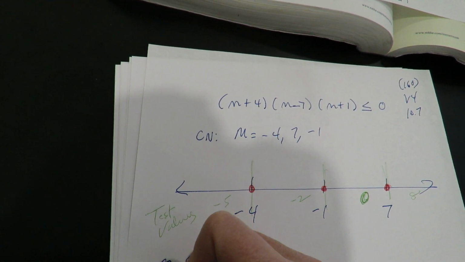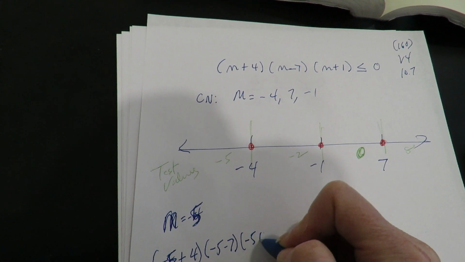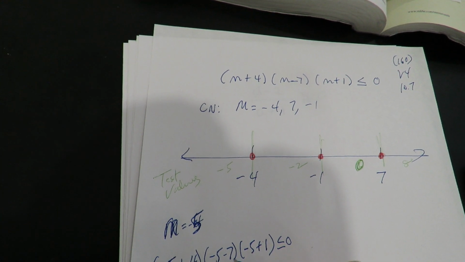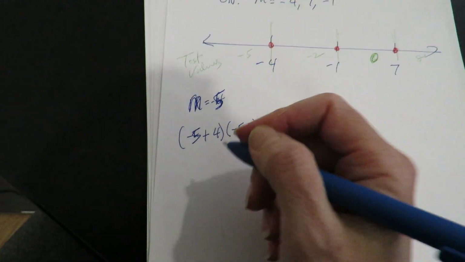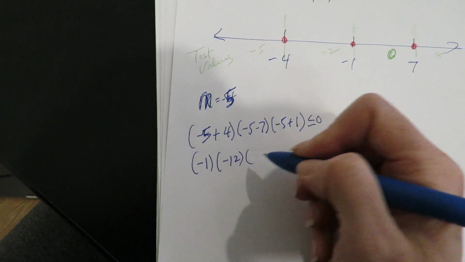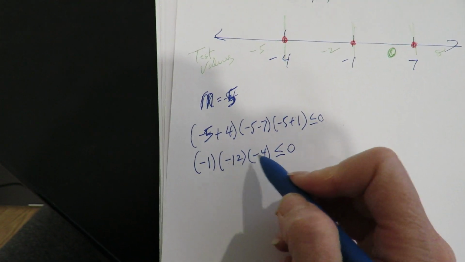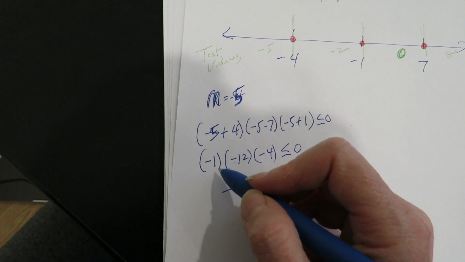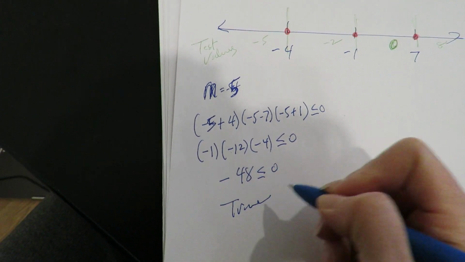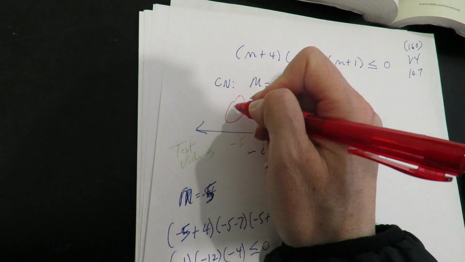This is an m value. So a negative times a negative times a negative is negative: -1 times 12 times 4 is -48. That's true because -48 is less than 0. So this guy is good.